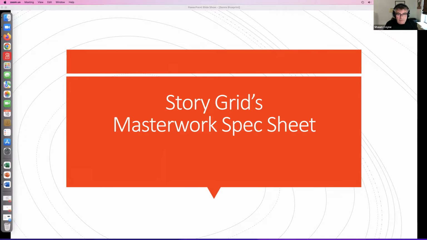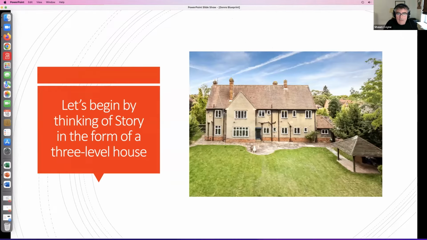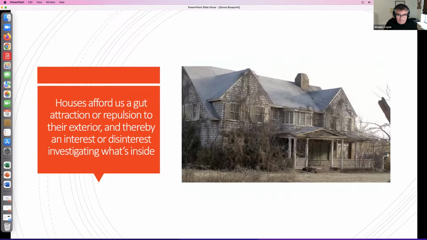All right, so this is StoryGrid's Masterwork Spec sheet, and I'm just going to walk everybody through it. Okay, so let's begin by thinking of storytelling in the form of a 3-level house. Let's move all the theory away for a second and just think of a story as a building. It's a 3-story building, something like this kind of house, right? Okay, so we all know that houses afford us a gut attraction or repulsion to their exterior, right? And thereby we have an interest or disinterest in investigating what's inside based upon how they look on the outside.